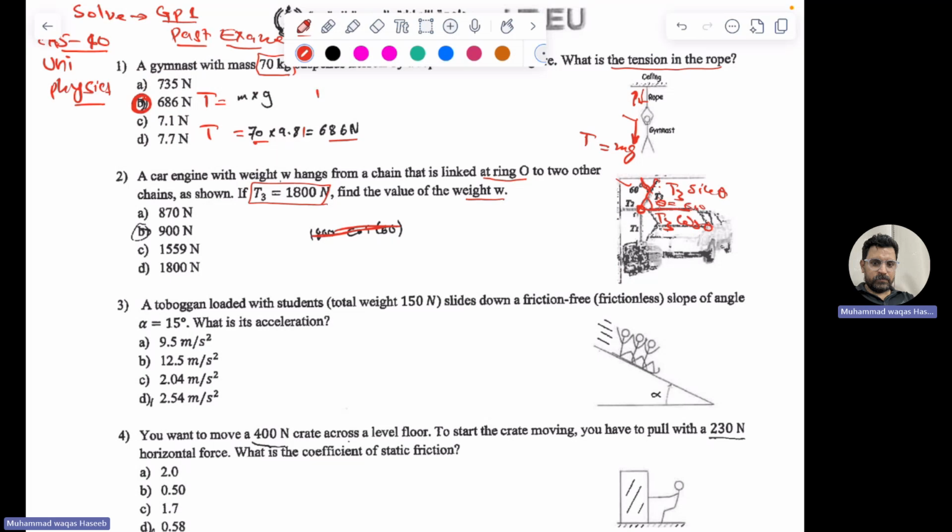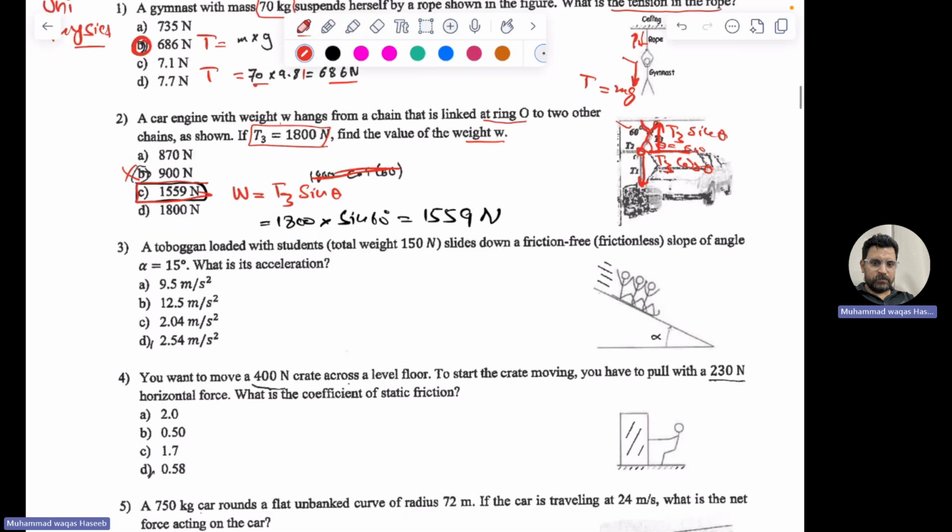So we can substitute. The weight is downward, so the corresponding component is the normal one. The weight will be T3 sine theta, and T3 is 1800 times sine 60. When you substitute the values, you will get 1559 Newton, so the correct option is C, not B.